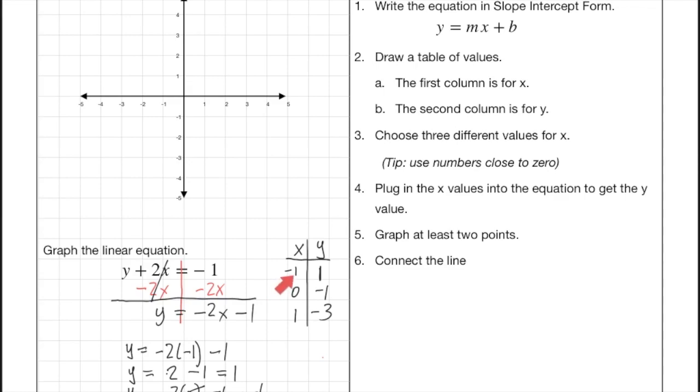So the first one is x is negative 1 and y is 1. So I want to go to negative 1 and 1. So that will be your first point. The next point is going to be 0, negative 1. So 0, negative 1. And the last one is going to be 1, negative 3. And now the only thing we need to do is connect the points. That's how the line would be. And you're done graphing it.